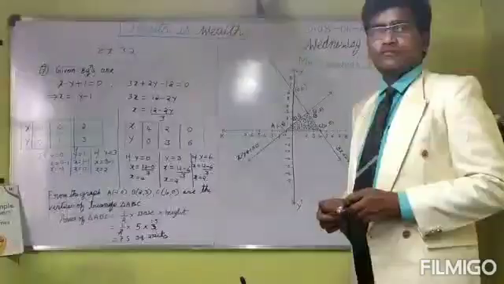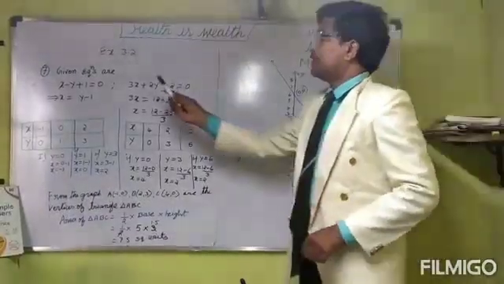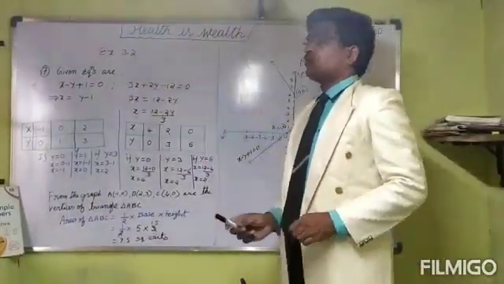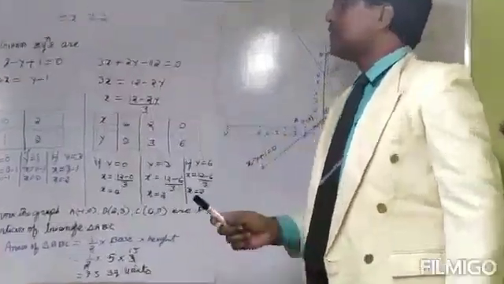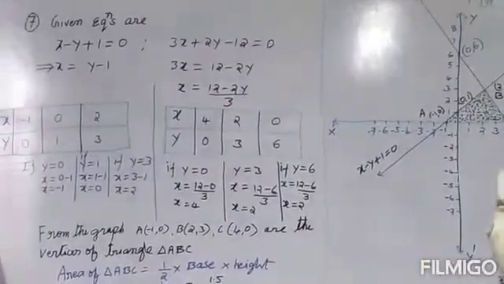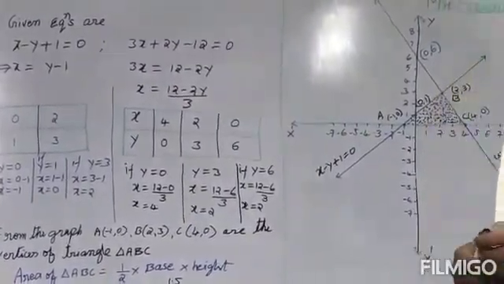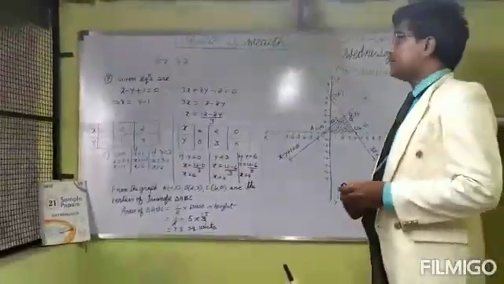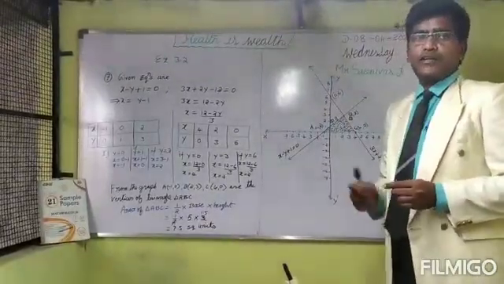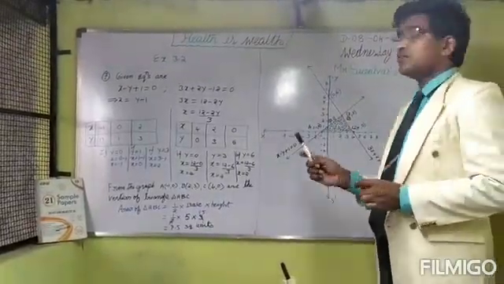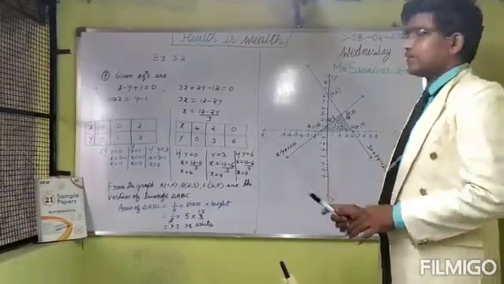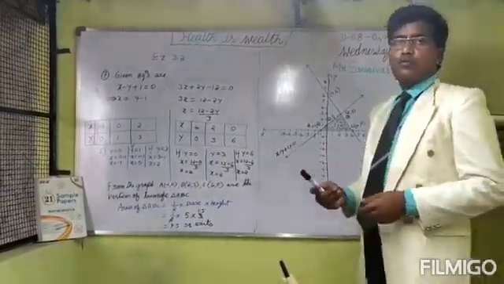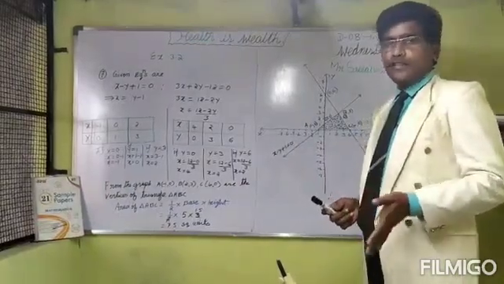Okay, start. Here in exercise 3.2, up to 6 questions are over. This is the last question, question number 7. Here two equations are given. It is asking to plot the graph, and those equations are going to form a triangle on the graph. So you are going to shade the triangle and find the coordinates of the triangle. So we will see that. Already we know how to find the coordinates of the given equations.